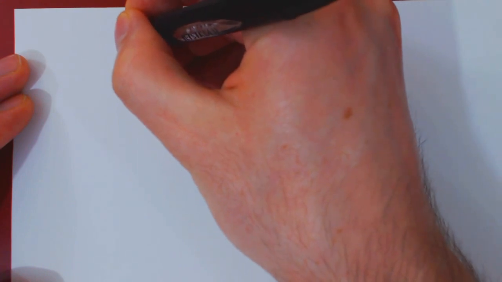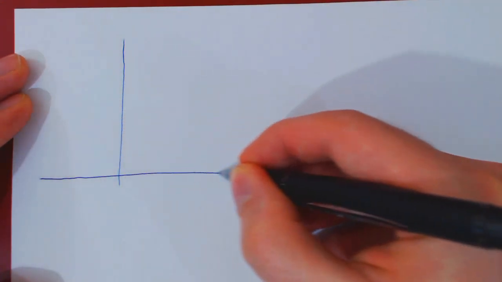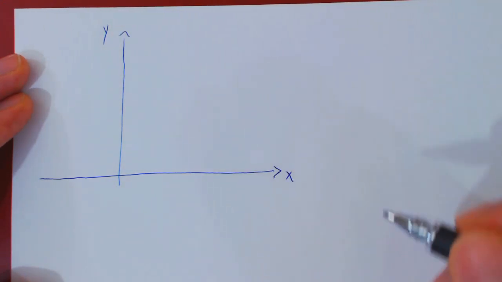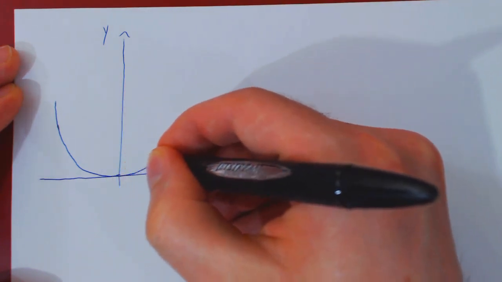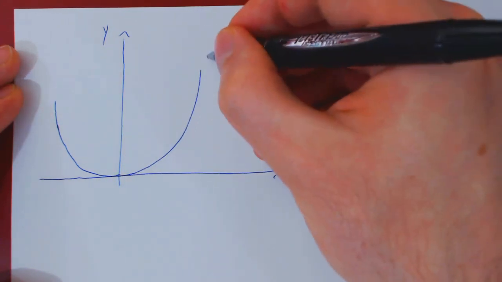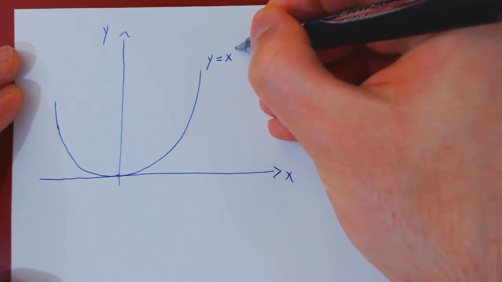Okay, so in this video, we want to quickly review how to sketch the graph of the square root function. But let us first sketch the graph of the square function. So y equals x squared is a simple parabola that passes through the origin. Right, this is the graph of y equals x squared.